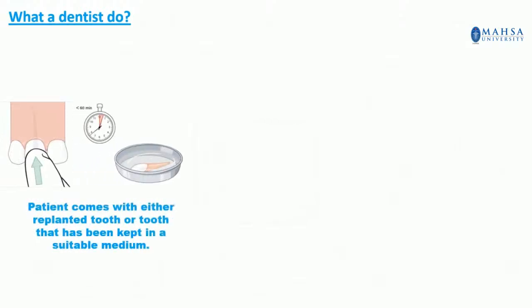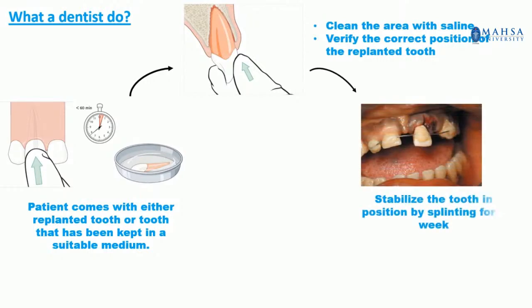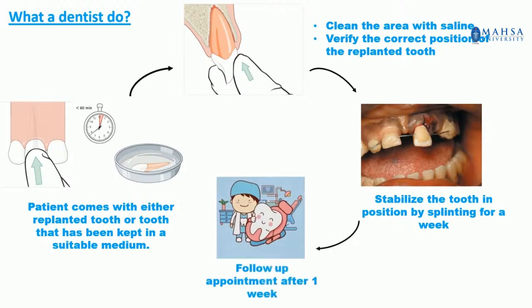What does a dentist do with an avulsed tooth? So the patient comes in with either a replanted tooth or tooth that has been kept in a suitable medium. Then the dentist will clean the area with saline and verify the correct position of the replanted tooth. After that, the tooth will be stabilized in position by splinting it for a week. A follow-up appointment is done after a week.